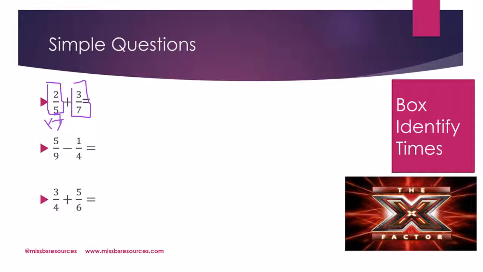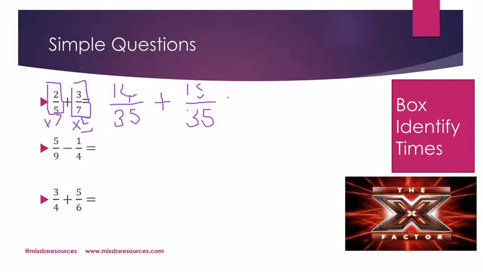And you're going to multiply the second one by the 5. You multiply by the opposite bottom number. So 2 times 7 is 14. 5 times 7 is 35. Add on 3 times 5, which is 15. 7 times 5, which is 35. That leaves you with 29 out of 35.